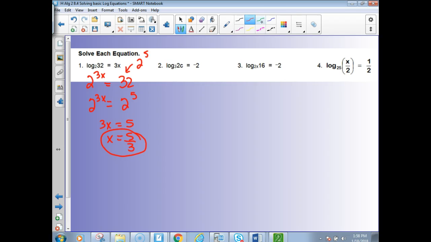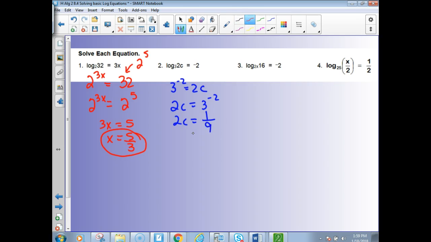Okay, number 2. The base is 3, the exponent's negative 2. So 3 to the negative 2 equals 2 times c, or vice versa. Not really bothering me which way. If you want to do 2c equals 3 to the negative 2. The next step would be to evaluate 3 to the negative 2, which is 1 over 3 squared, or 1/9.